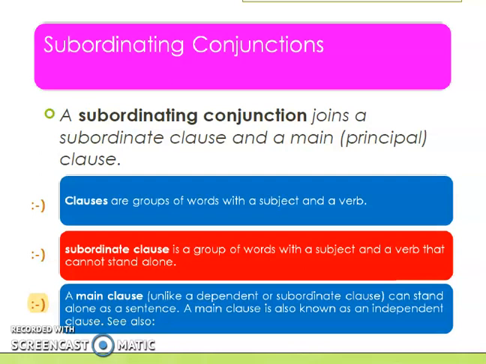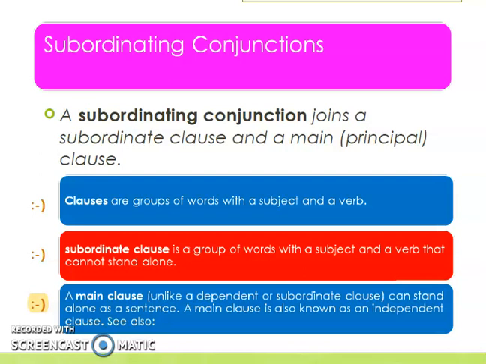Today we'll continue with our topic conjunctions. Yesterday we discussed what is conjunction and we discussed there are three types of conjunctions. Today we'll discuss in detail subordinating conjunctions and there are some types of subordinating conjunctions. We'll discuss them in detail today.